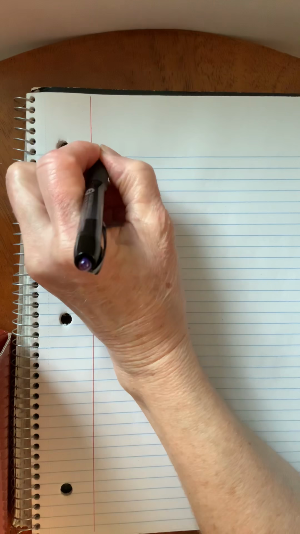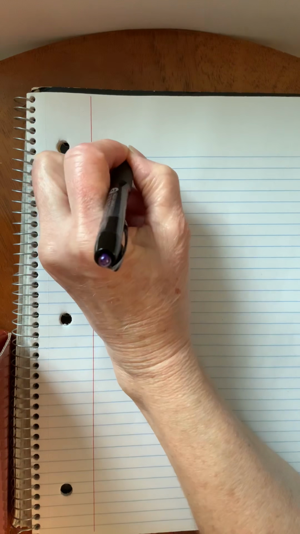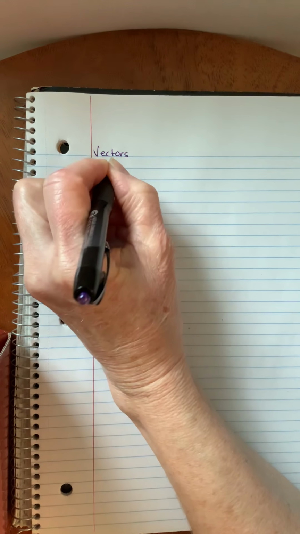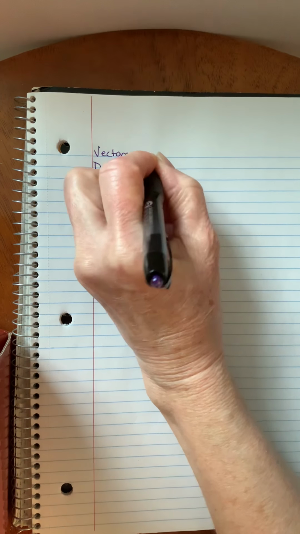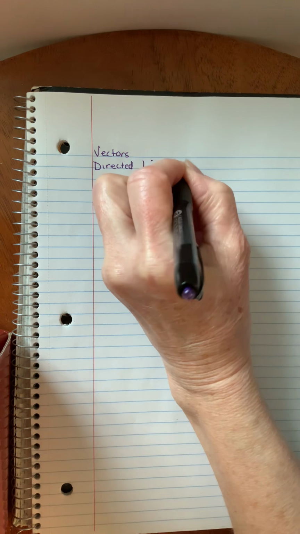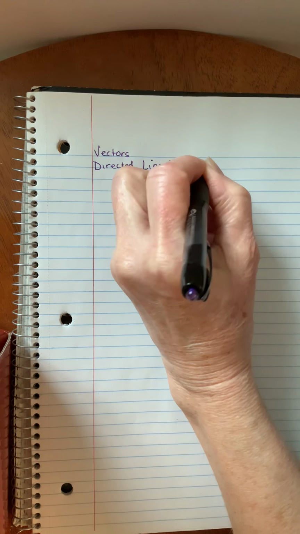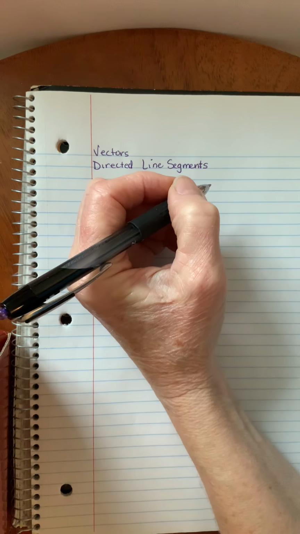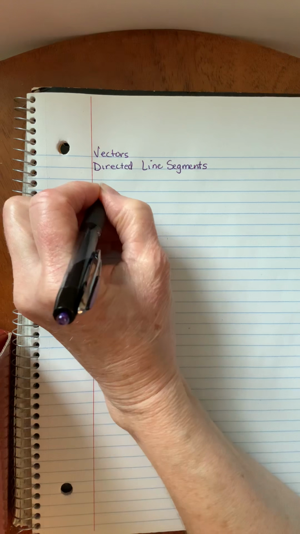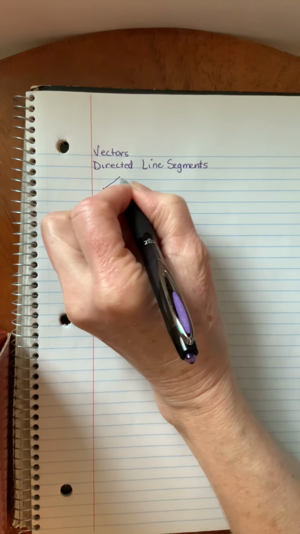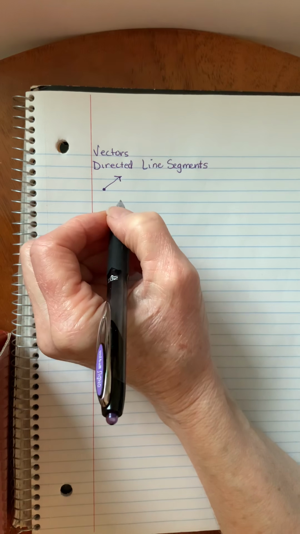Let's talk about vectors. Vectors are directed line segments. So they're not infinitely long lines necessarily. They're actually called half lines sometimes because we have a starting point and then they go off in a direction and they go forever in that direction.